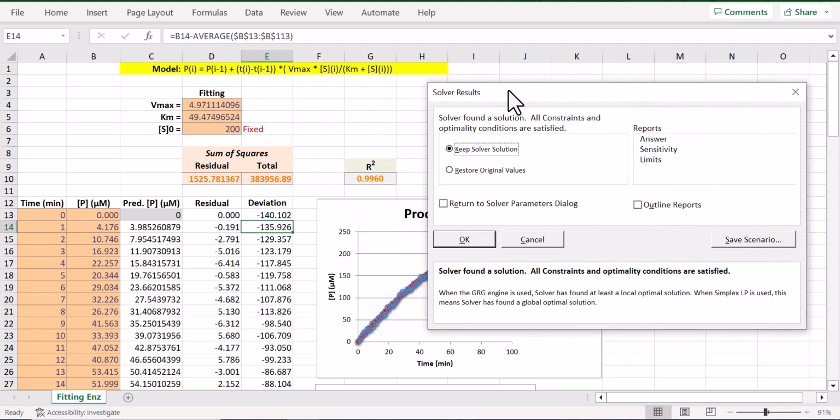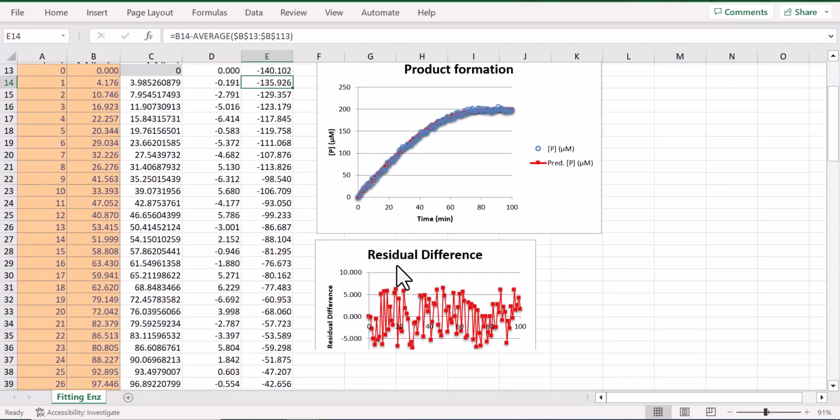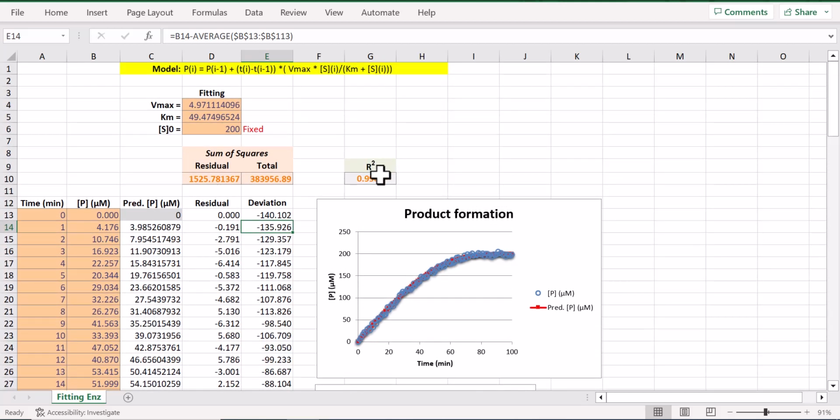solver has found a solution. It has converged, so I click OK, and solver has now replaced the values of my initial guesses for Vmax and Km with the final values that minimize the residual sum of squares. We can see that the residual for each data point on this residual plot is scattered randomly around 0, and that the best fit line passes nicely through the data points. Finally, the R squared correlation for this fitting is 0.996, which is pretty good considering the noise in the data.